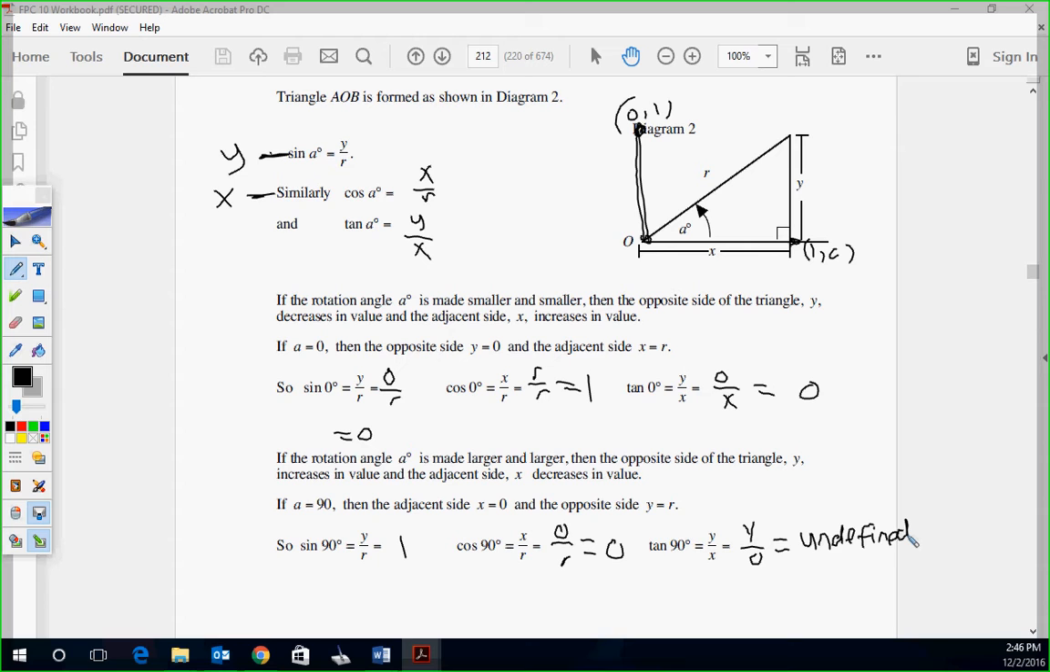So sine 90 is 1, cosine 90 is 0. Tan 90 is undefined because you can't divide by 0.